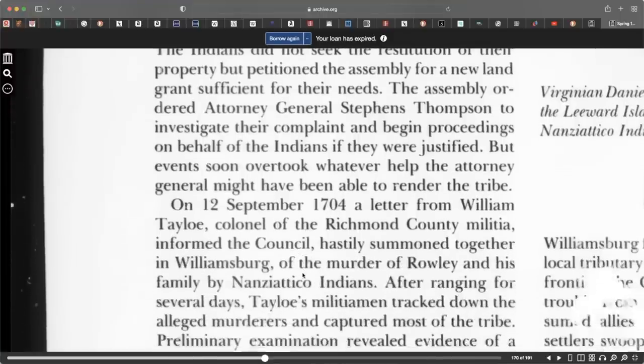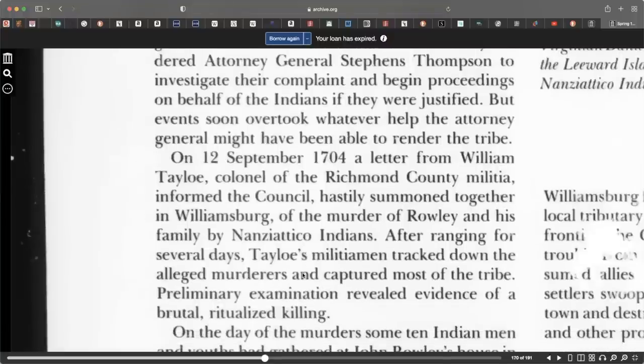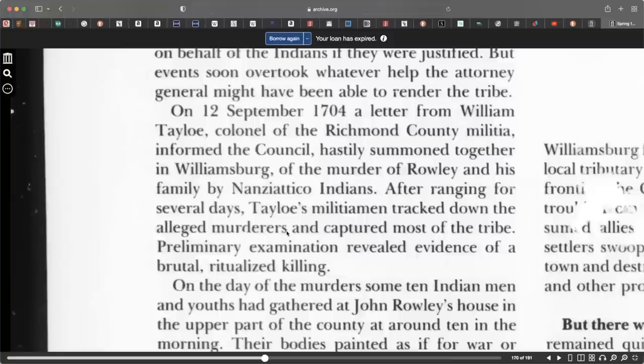On the 12th of September, 1704, a letter from William Taylor, colonel of the Richmond County Militia, informed the council, hastily summoned together in Williamsburg, of the murder of Rowley and his family by Nanziatico Indians. After ranging for several days, Taylor's militiamen tracked down the alleged murderers, and captured most of the tribe.